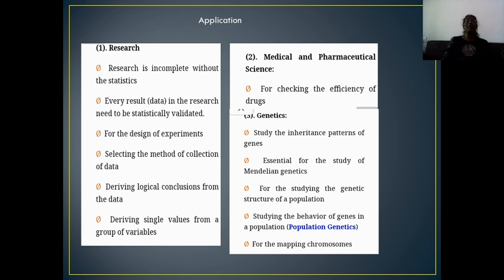As well as the behavior of genes in a population, meaning whether the relative frequency of a gene in that population remains constant or changes, which is studied in population genetics. For that, biostatistics is applicable. And for the mapping of a chromosome, biostatistics is also important. Without biostatistical methods, we can't map the chromosome. Therefore, these are some branches I have shown here where biostatistics is applied.